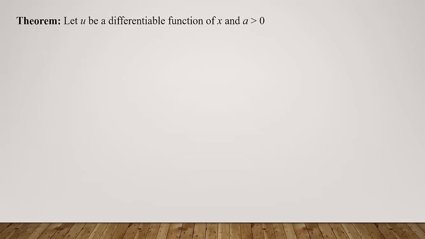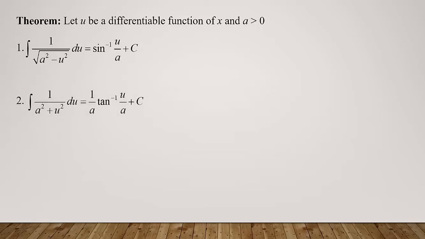Now that we know how to do derivatives, well, we might as well immediately look at integrals that are going to give us inverse trig functions. So in this theorem, use a differentiable function of x. A is greater than 0. So the first one says that if you integrate 1 over the square root of a squared minus u squared du, that antiderivative gives you inverse sine u over a plus c. The integral of 1 over a squared plus u squared du equals 1 over a inverse tangent u over a plus c.